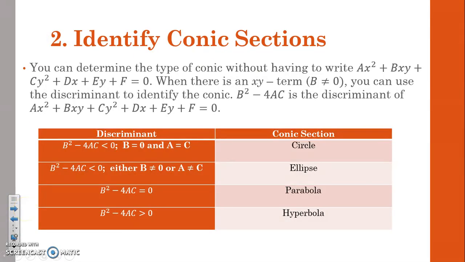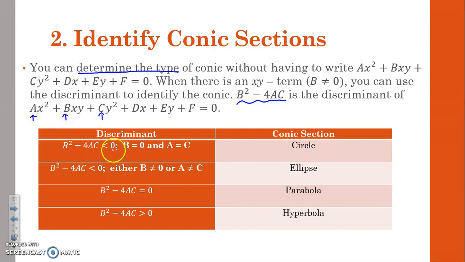All right, what if we don't write our equation in standard form? If we don't write our equation in standard form, there are still ways to determine what kind of conic section it is without having to rewrite it. When there's an xy term, which means b is not equal to 0, we can use the discriminant, which is interesting. It's the same kind of discriminant that we did back with quadratic functions. That's the discriminant of this general form. So notice a is the coefficient of x squared, b is the coefficient of xy, c is the coefficient of y squared. This table summarizes what you need to know.